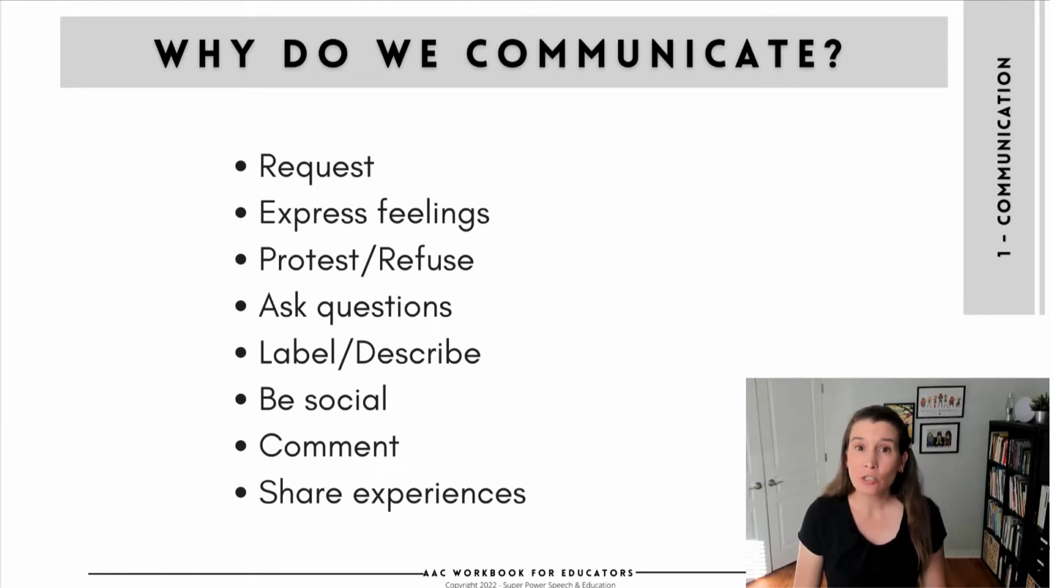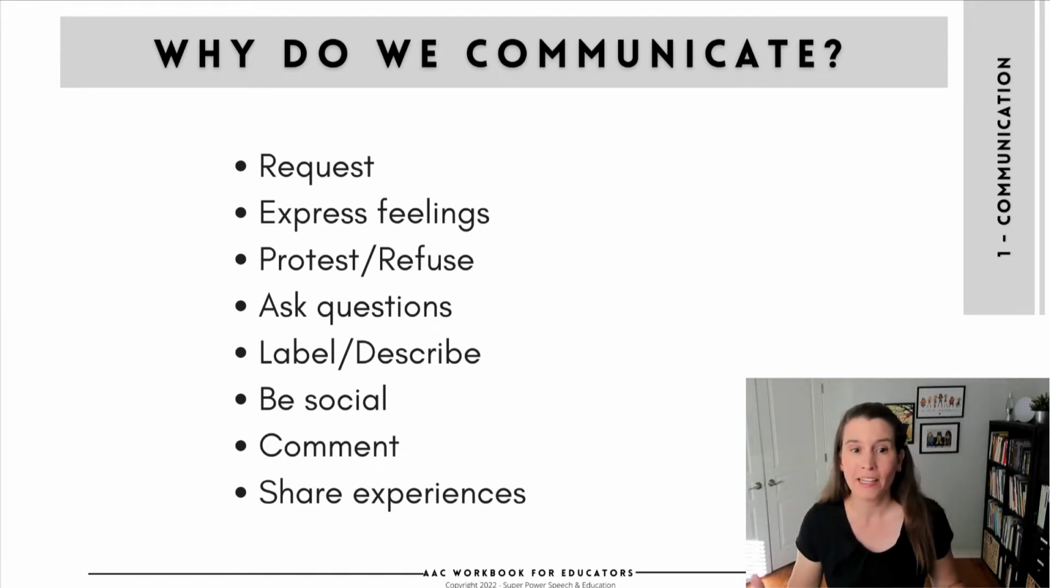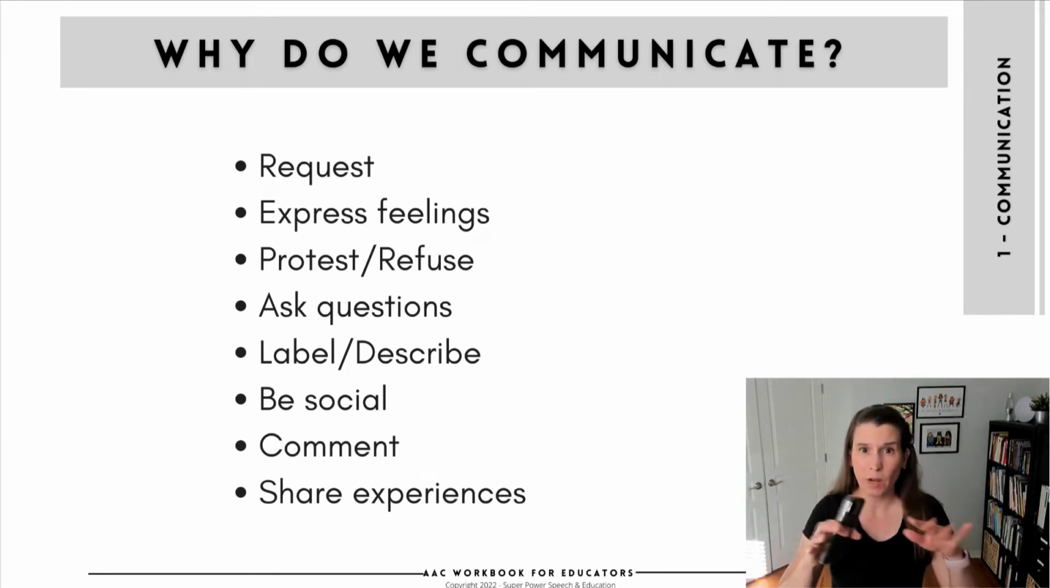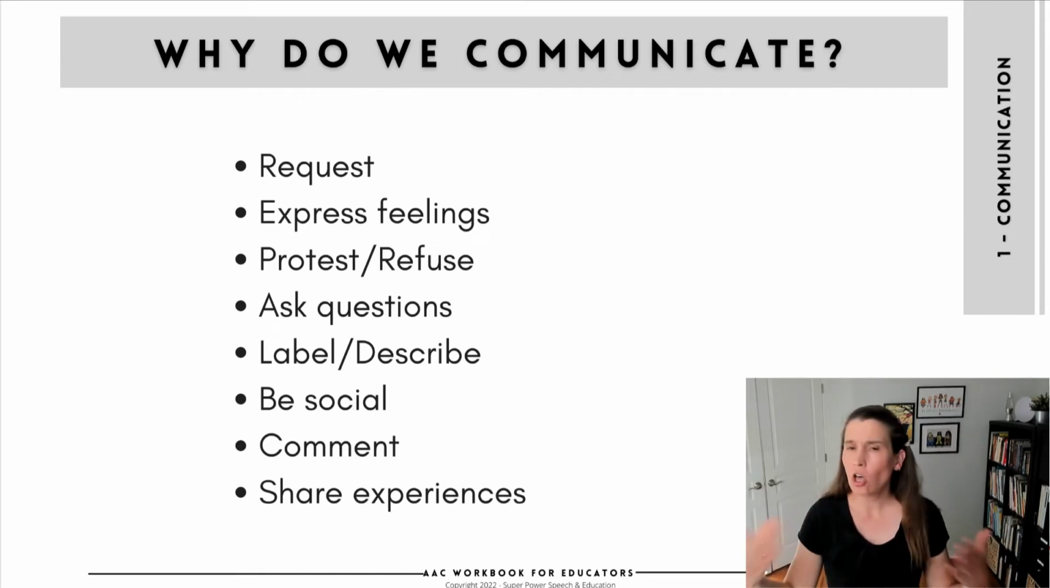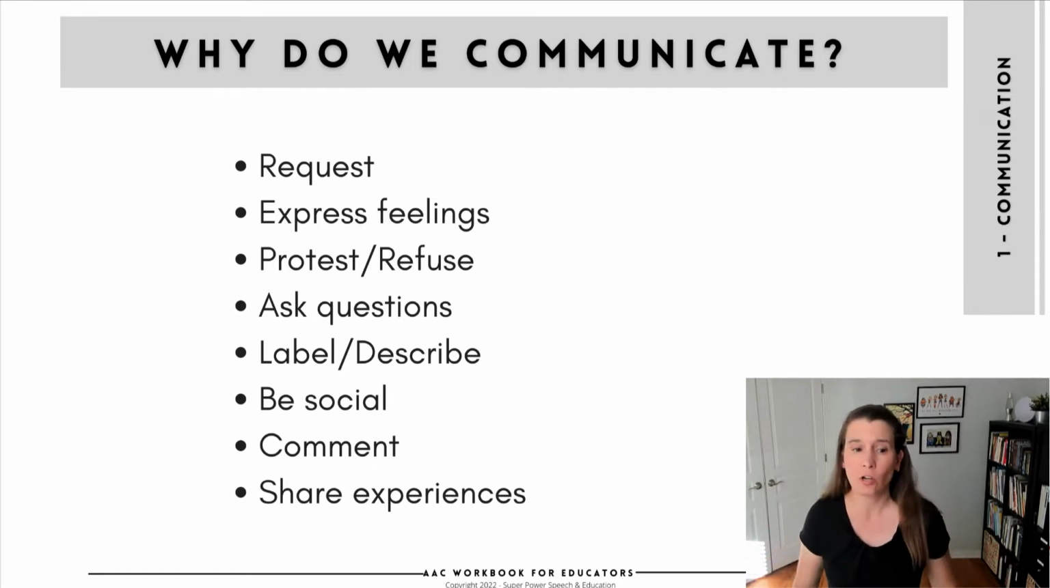We label and describe. Little kids especially are great at this. They'll be like, ball or dog or anything like that. We also use communication all the time in order to be social. Now, sometimes that's chatting with a friend. Sometimes it's using our phones to communicate by text or by email. All of those are communication methods. A lot of times we'll make comments. Someone tells you something and you're like, ew, gross, right? Those are all comments. They're also social because they're keeping the conversation going.